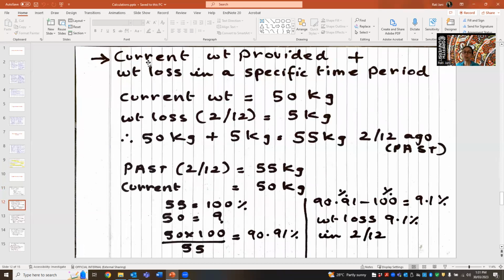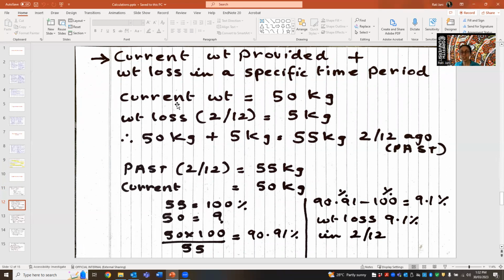Over here, you have the current weight which is provided to you. So what is the weight as of today? And you have been given the weight loss which has occurred in a specific time period. So this is the second scenario. So let's look at an example.